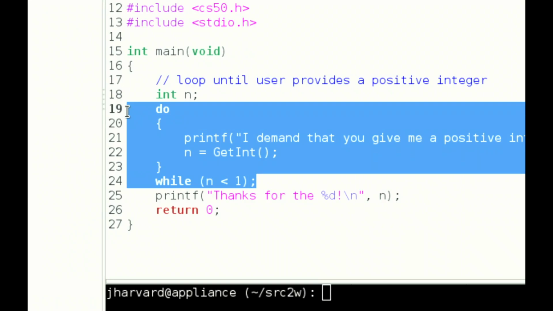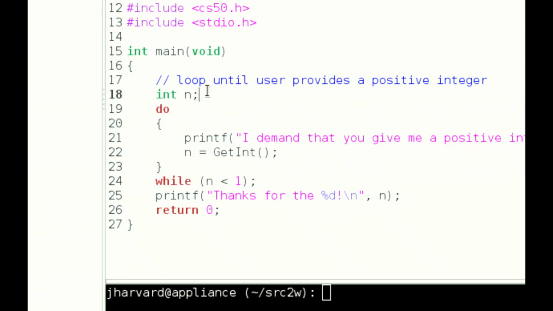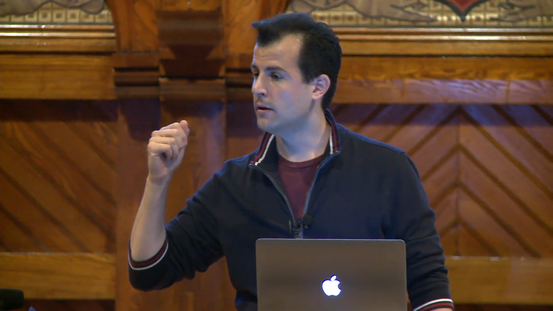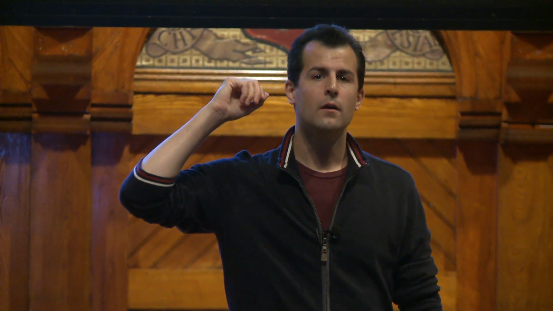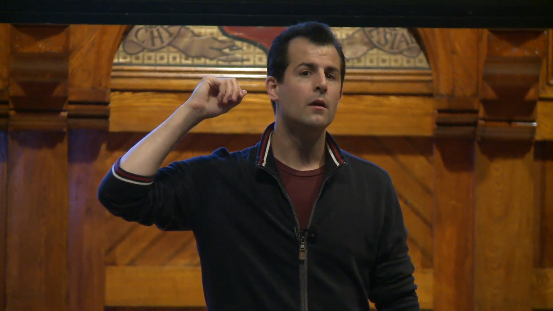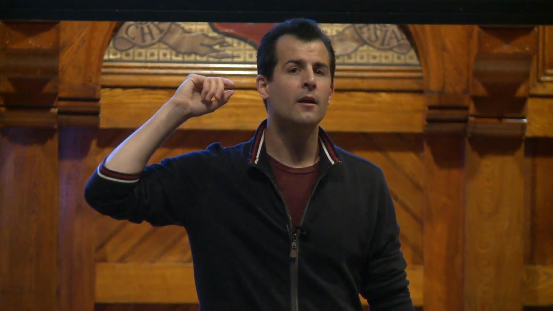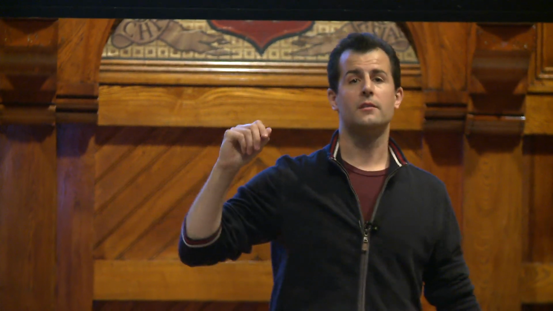Now, this detail here on line 18, why did I declare n above this whole looping construct as opposed to right next to line 22 where I actually care to get n? Yeah? Yeah, so this issue of scope. And in layman's terms, what does scope refer to? Yeah. Can you speak a little louder? Perfect. Where you can access a particular variable.